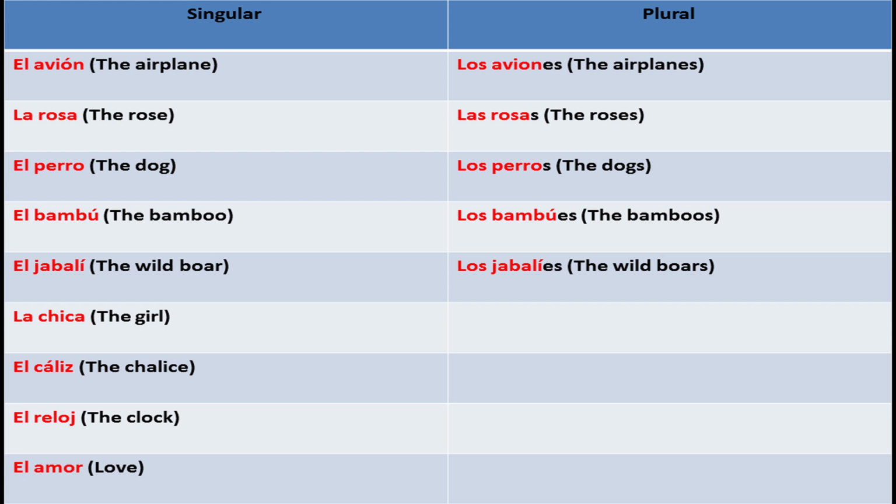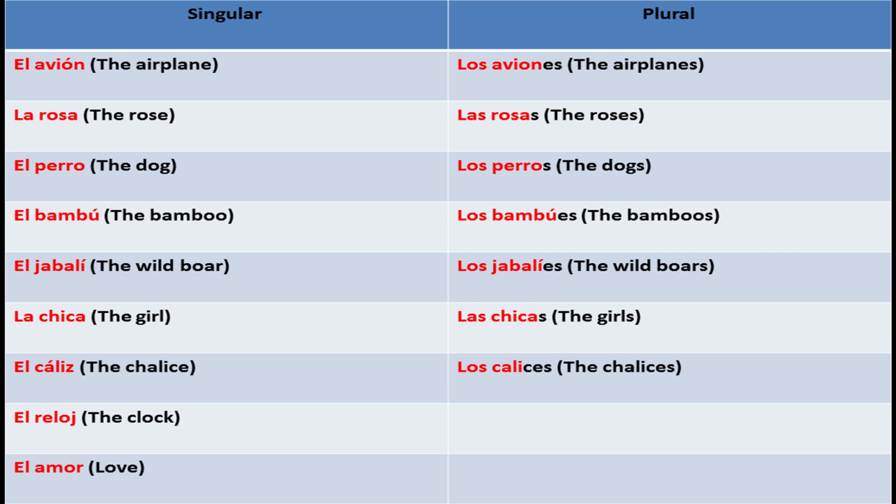La chica. You're right. The right answer here is las chicas. Remember that for words which end in vowels A, E, and O, we just have to add a final S. El cáliz. The right answer is los cálices. Notice that the letter Z is switched by a letter C. This is just an orthography rule, so basically the pronunciation is the same.